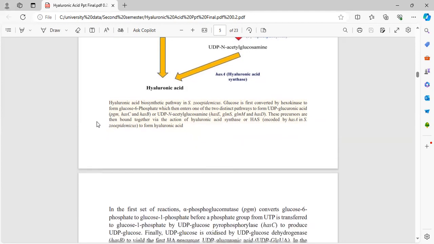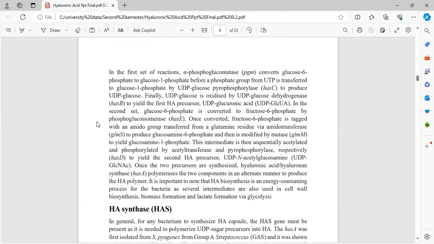Zooepidemicus to make hyaluronic acid, the first set of reactions starts with phosphoglucomutase (PGM), which converts glucose 6-phosphate to glucose 1-phosphate, before a phosphate group from UTP is transferred to glucose 1-phosphate by UDP-glucose pyrophosphorylase to produce UDP-glucose. Finally, UDP-glucose is oxidized by UDP-glucose dehydrogenase to yield the first hyaluronic acid precursor, UDP-glucuronic acid.